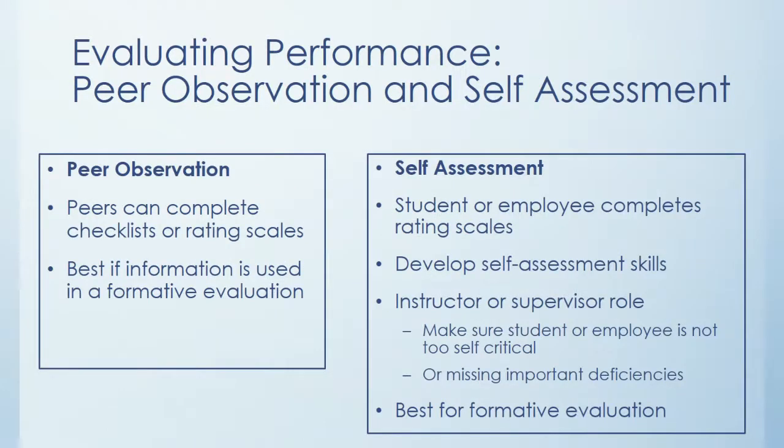All right, so another way to evaluate performance is a peer observation or self-assessment. So a peer observation where you have your peer, so that would be like another classmate or another employee, completes the checklist or rating scales. And it's best if this information is used in a formative evaluation, where formative is just a part of it. It's not the end all be all of your evaluation.